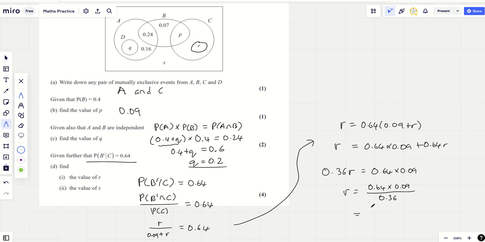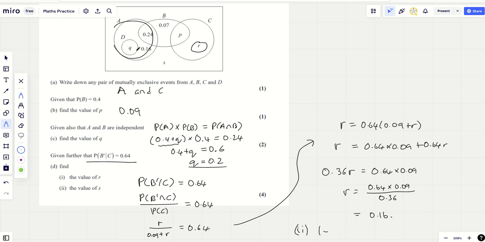Okay, let me actually work that out with a calculator to check I've got the right answer. 0.64 times 0.09 and then divide that by 0.36. Okay, I'm getting 4/25 or 0.16. Cool. And now S, well, S is going to be all of that. We now know all the values. So for S, we just need to take everything, all of those values away from 1. So 1 minus all of this.